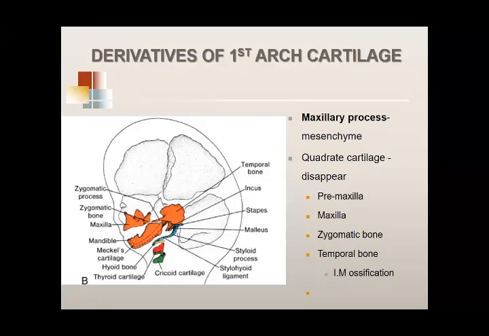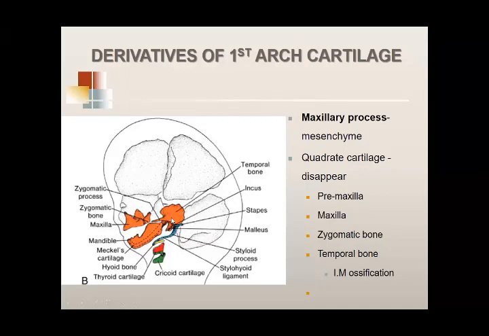What develops from the maxillary process? I told you that the mesenchyme gives rise to the quadrate cartilage, but this quadrate cartilage disappears. What structures develop from the maxillary process? Let's start from here. Over here you have the premaxilla. This is the maxilla. Then comes the zygomatic bone, and this is the temporal bone.